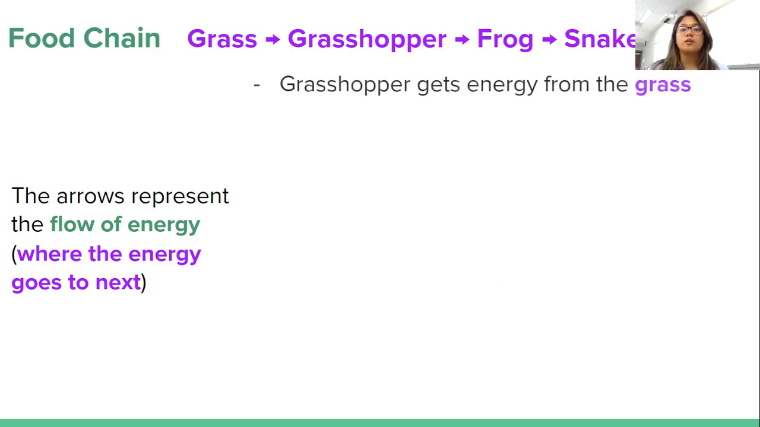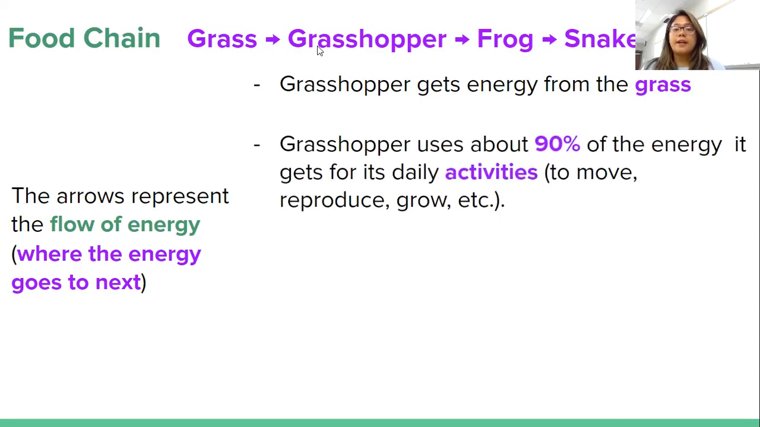So let's take a look at one of these organisms, the grasshopper. Where is it getting its energy from? We said it's from the grass because the arrow is pointing from the grass to the grasshopper. Now, 90% of the energy that it gets, the grasshopper will use to do its daily activities, things like moving around, growing, developing, reproducing, whatever it needs to do in the day. The grasshopper is going to use the energy that it got from the grass to do these activities. Well, if 90% is being used for these activities, what happens to the rest, the 10%?